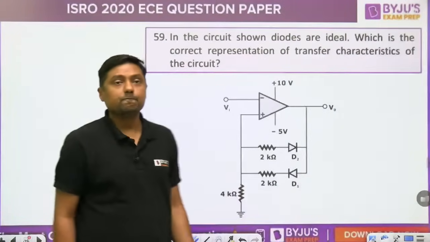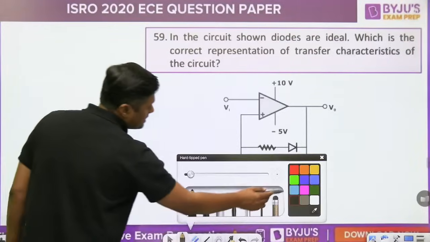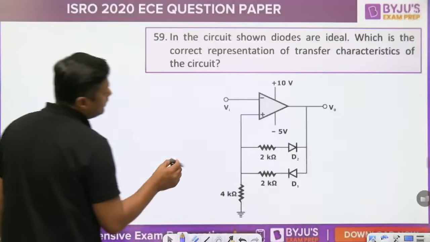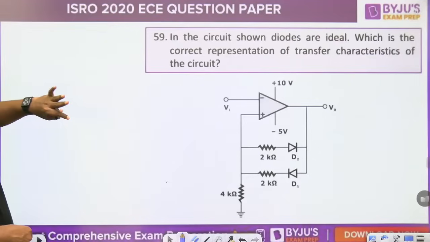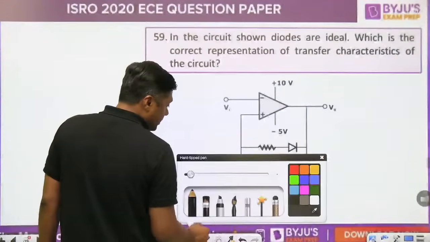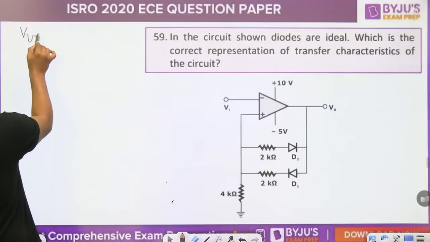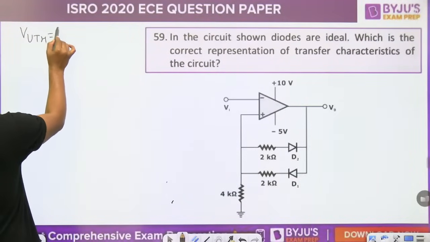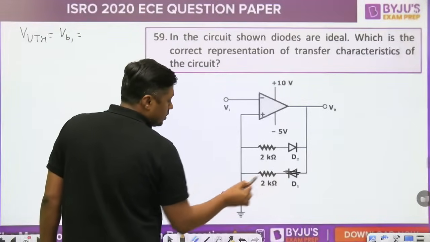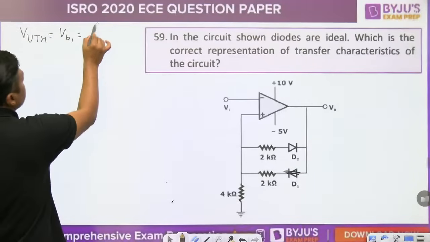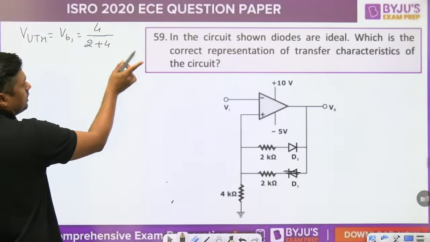Now, this is the question on Schmitt trigger circuit. What is asked here? There was a printing mistake in the answer. In the circuit shown, diodes are ideal. Which is the correct representation? When this path will work, what is the threshold voltage? VUTH minus is equal to VB1, this diode is on, initially 4 upon 2 plus 4 into V0, and what is the initial V0? 10 volt.